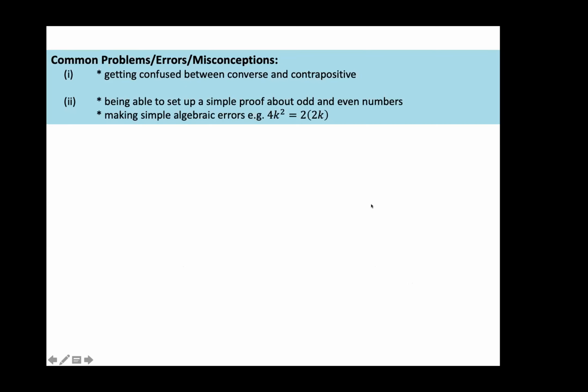Some of the problems encountered in part 1, getting confused between converse and contrapositive. In part 2, being able to set up a simple proof about odd and even numbers. And I guess of concern, making simple algebraic errors. For example, 4k squared was equal to 2 lots of 2k.